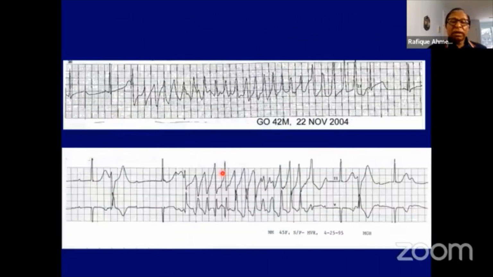Now, how about this one? Can anybody from the audience tell me what this arrhythmia is?